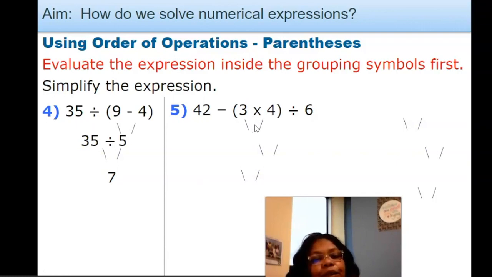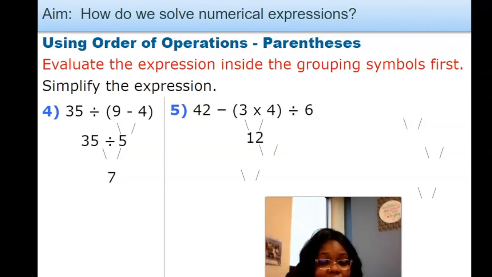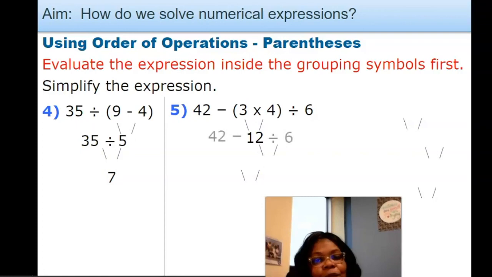So the first thing we work is 3 times 4. So guys, 3 times 4 is what? Get ready. Good job. It is 12. So next, we do what? Right, we recopy the problem. So 42 minus 12 divided by 6.